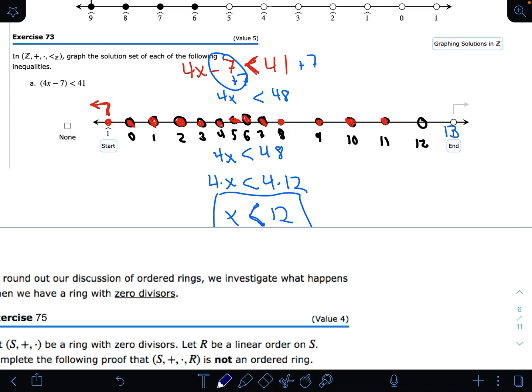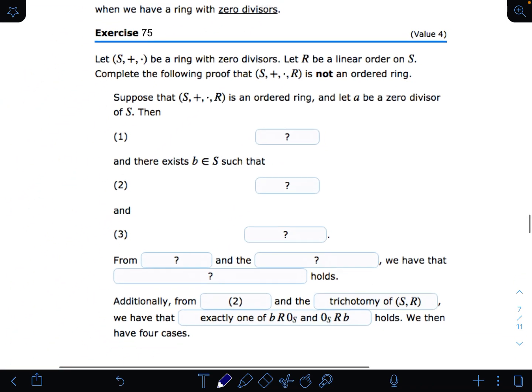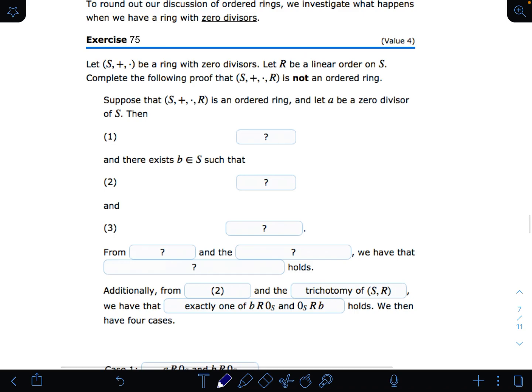So I should have an empty space here at the 12, and I fill in all these dots going on down the line to the left with the bent arrow. Good. I'm going to leave 75 for you to discuss with a classmate. Got the last couple of steps in here for you.